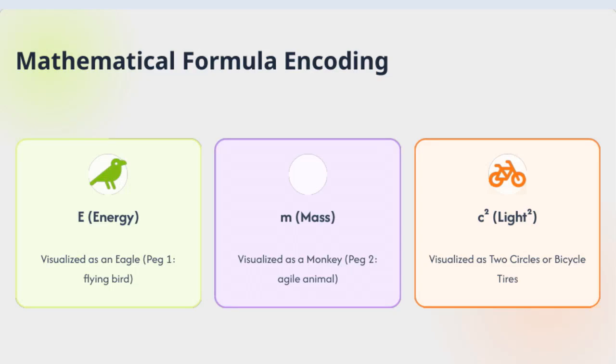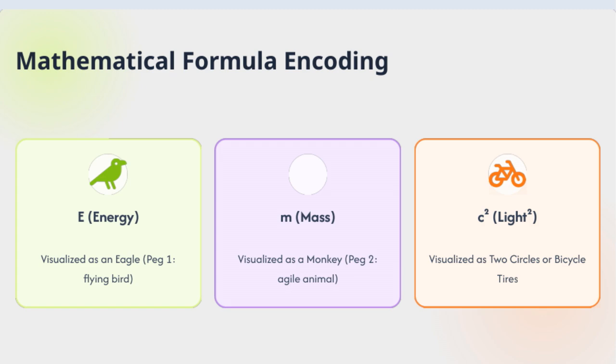Let's take a closer look at this slide. On the left, we see these two circles or bicycle tires, which represent different concepts. The first one, C2 or light squared, is visualized as a monkey, symbolizing agility and quickness, kind of like how light travels fast and can change direction swiftly. The second circle, M, stands for mass and is visualized as an eagle, emphasizing strength and the ability to soar through space. The third element, E for energy, connects everything.